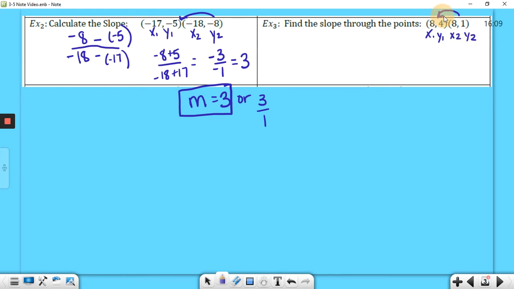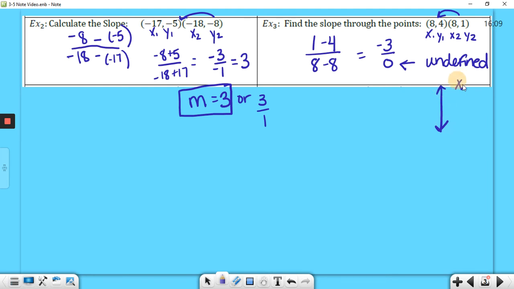We have 1 minus 4 over 8 minus 8 is -3 over 0. If you recall in the previous lesson, we cannot divide by 0, and we would have an undefined number. So our slope is undefined. Remember, an undefined line is that vertical line, x equals some number. In this case, x equals 8, and it is not a function.